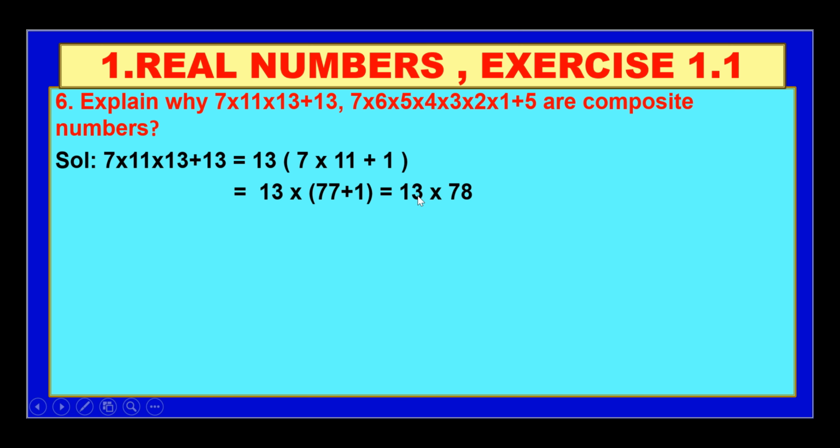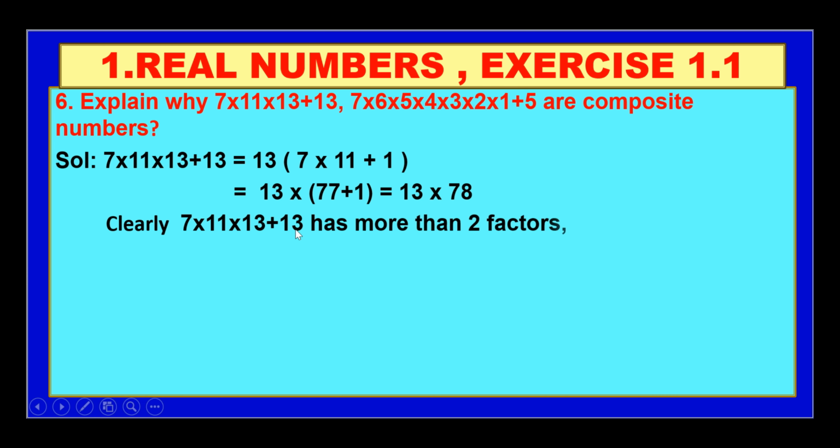It has 13 also as a factor, it has 78 as a factor, and 2 is a factor. Since so many factors are there, it means it has more than 2 factors. Since it has more than 2 factors, clearly 7 into 11 into 13 plus 13 has more than 2 factors, so it is a composite number.